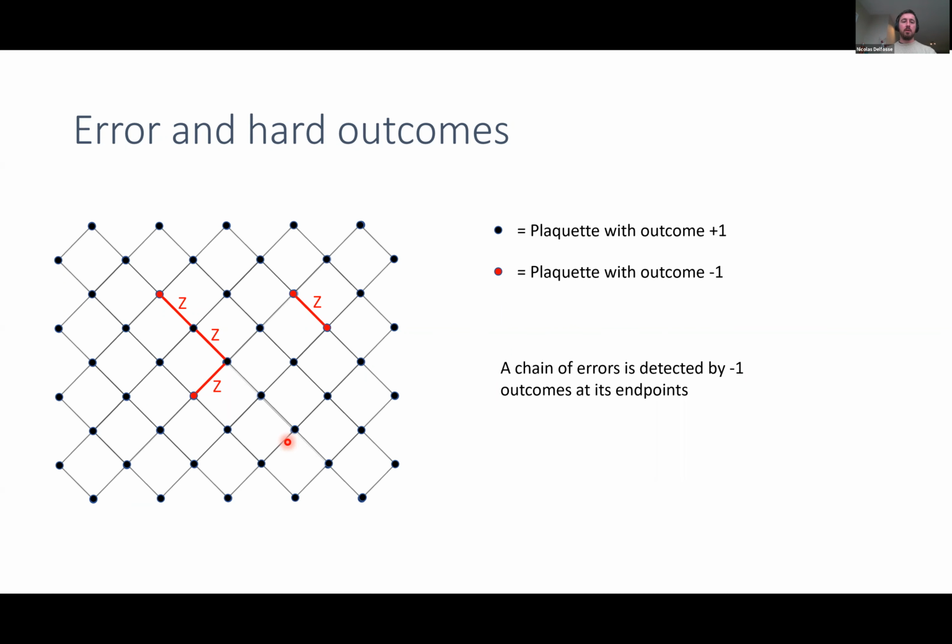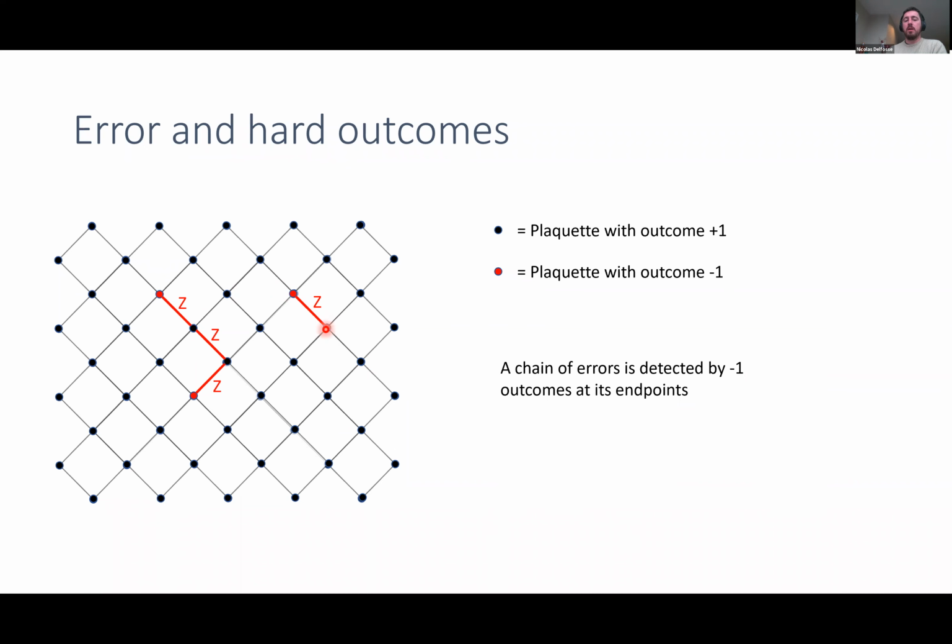So here I represent nodes which are the plaquette outcomes. It's a different representation, don't get confused. Nodes are no longer the qubits. The black nodes are plaquette outcomes, and there is a qubit on each edge. What we observe when we try to decode is that a Z error on a qubit is detected on the two endpoints. We have a non-trivial outcome, -1, on the two endpoints.